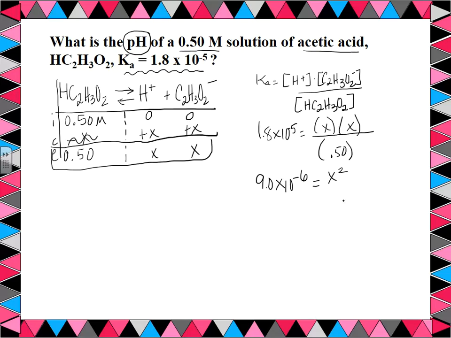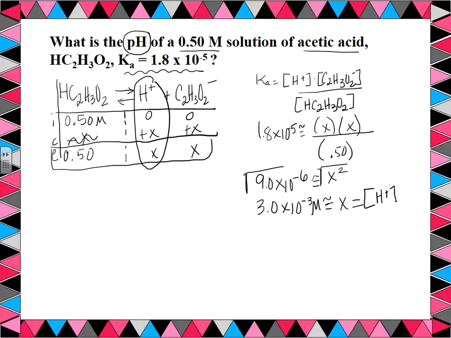Now you may want to pause the video and solve for X here on your own and then pick up. I'm going to go ahead. Now to solve for X, we're going to take the square root of both sides. And that's going to give me here 3.0 times 10 to the negative 3 molar, and I'm going to put a little squiggly equal sign because that means approximately, because we are neglecting X. It's approximately equal to our shift. And also remember, X does represent the hydrogen ion concentration. So this will be hydrogen ion concentration if, in fact, we can neglect X.